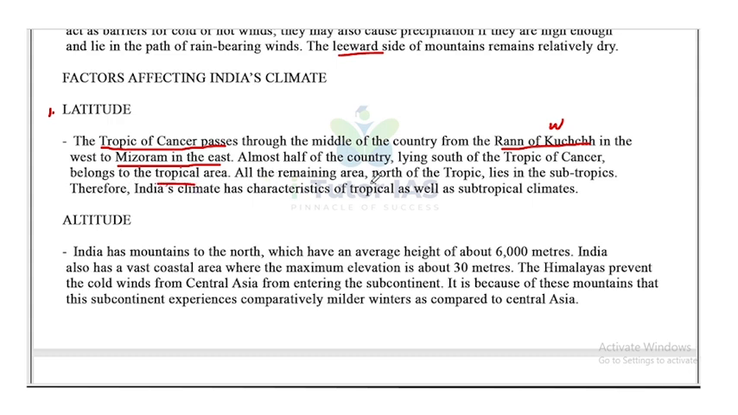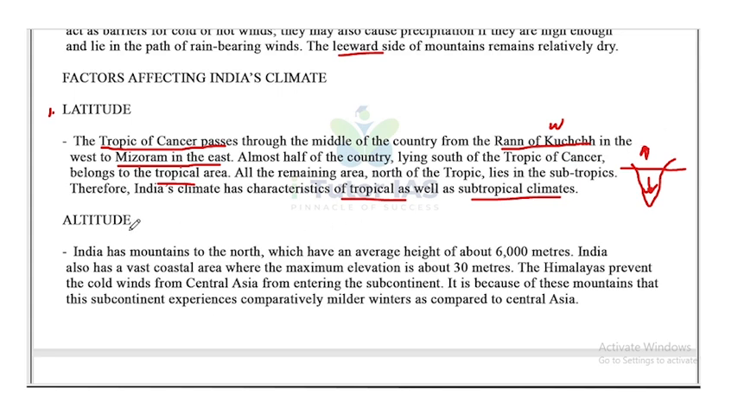All the remaining area that is north of the tropic lies in the subtropics. Therefore, India's climate is characterized by both tropical as well as subtropical climate. Look at this picture. This is India. This is the Tropic of Cancer, and half of the region is below the Tropic of Cancer, and some region is above the Tropic of Cancer. That is why the Indian climate has tropical as well as subtropical climates.